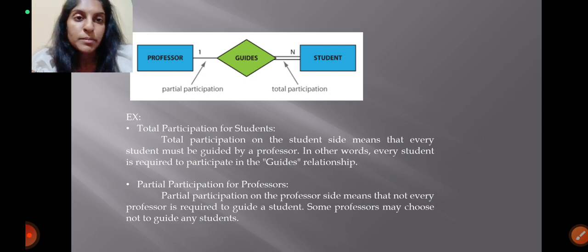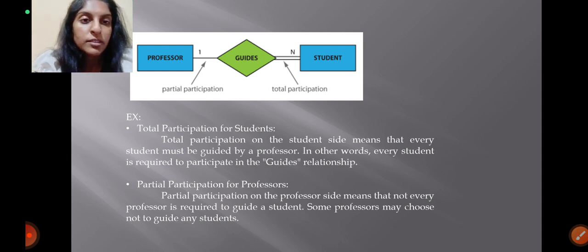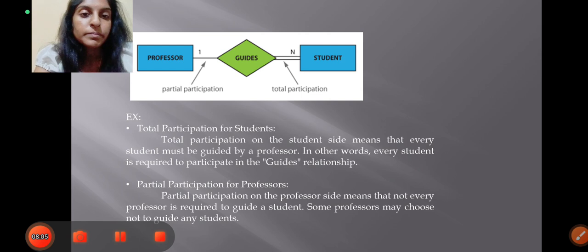Example: total participation for students. Total participation on the student side means that every student must be guided by a professor. In other words, every student is required to participate in the guides relationship. Partial participation for professors. Partial participation on the professor side means that not every professor is required to guide a student. Some professors may choose not to guide any students.